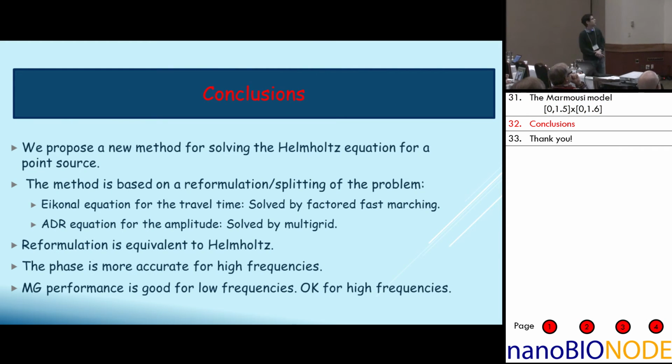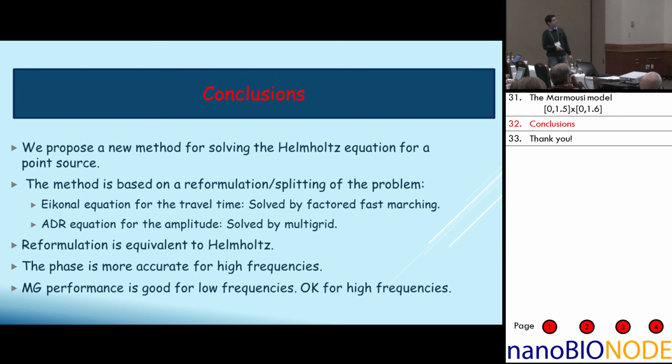So let me conclude. We proposed a new method for solving the Helmholtz equation for a point source. The method is based on reformulating and splitting the problem into the Eikonal equation and the ADR equation. We solved the Eikonal equation for the travel time based on factored fast marching, which is a very, very nice algorithm. And we solved the ADR with Multigrid. The reformulation is equivalent to Helmholtz up to discretization errors. And actually, we get the phase more accurately for high frequencies, which is very important for us in seismic inversion.